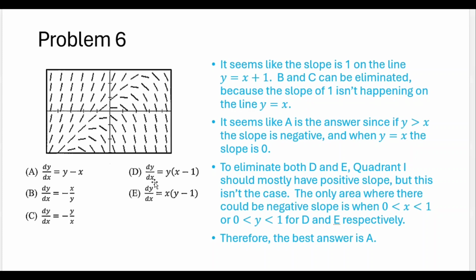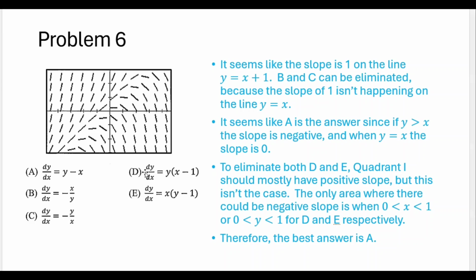So let's take quadrant 1. Most of the time, we should have positive slope if x is positive and y is positive. Or let's just take x is greater than 1 and y is greater than 1. The slope should always be positive, but you can see it's not. It's somehow negative over here.